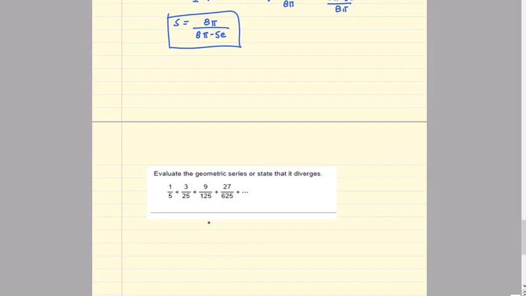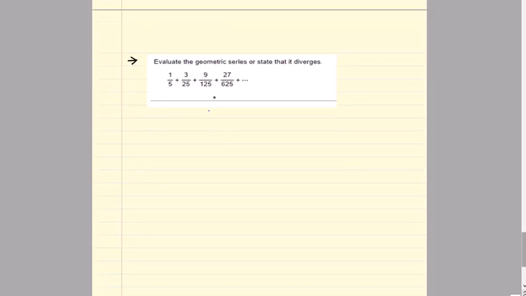Now this is one where we're working backward again. We're given the terms of the series, the partial sum here, and then we're asked to find the sum. So what we want to do is figure out where this comes from. Well, our first term is always a. So I'm going to go n equals 0 to infinity of a, which is 1/5, times r to the n. Well, what do I multiply 1/5 by to get 3/25? And that would be 3 over 5. So that's going to be my value for r.